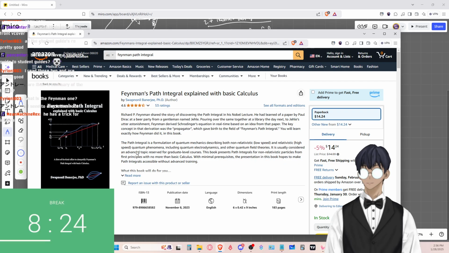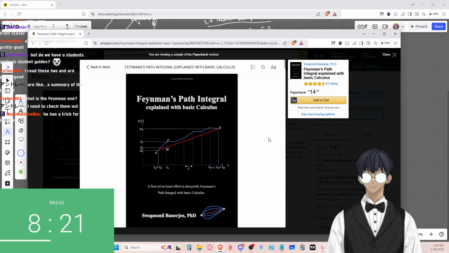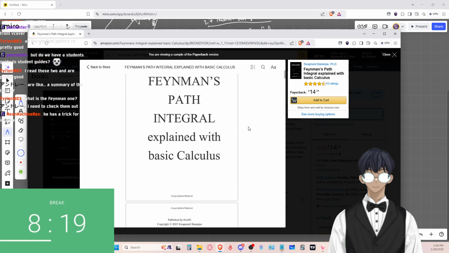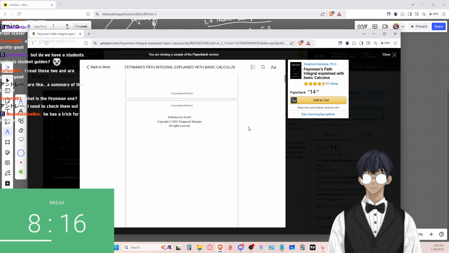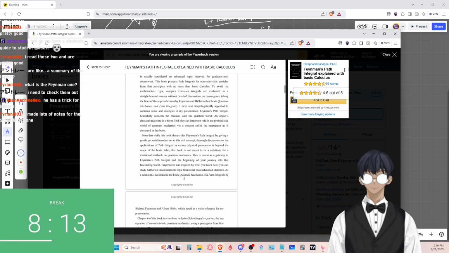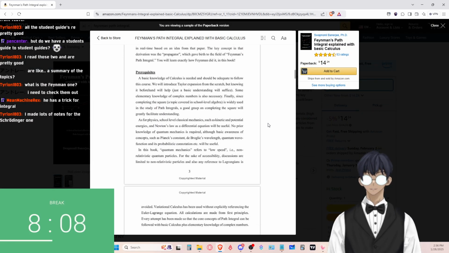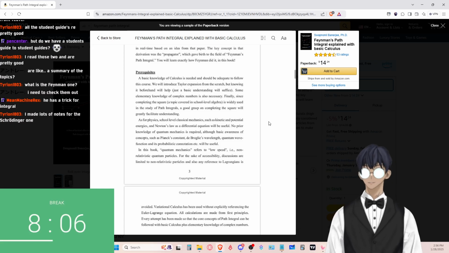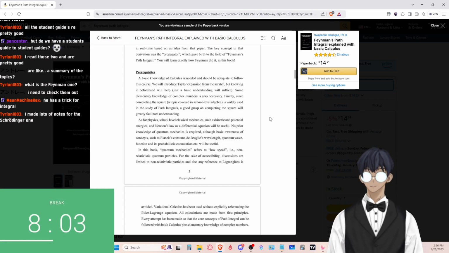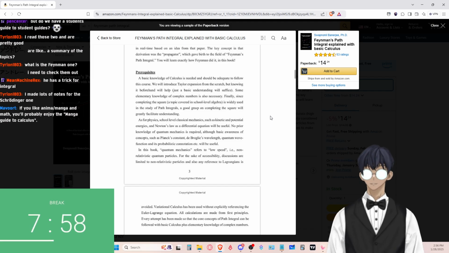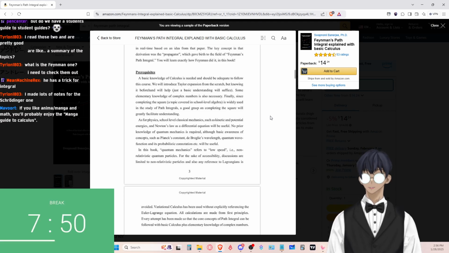The thing is that I only got through I think chapter 1, because my attention span is like that of a bug. Sometimes I get one book and start reading it, and then I get another book and start reading that, but I never finish them, especially math books. According to the prerequisites, basic knowledge of calculus is needed and should be adequate to follow this course. We'll introduce Taylor expansion from scratch, but knowing it beforehand will help. Just a basic understanding will suffice.